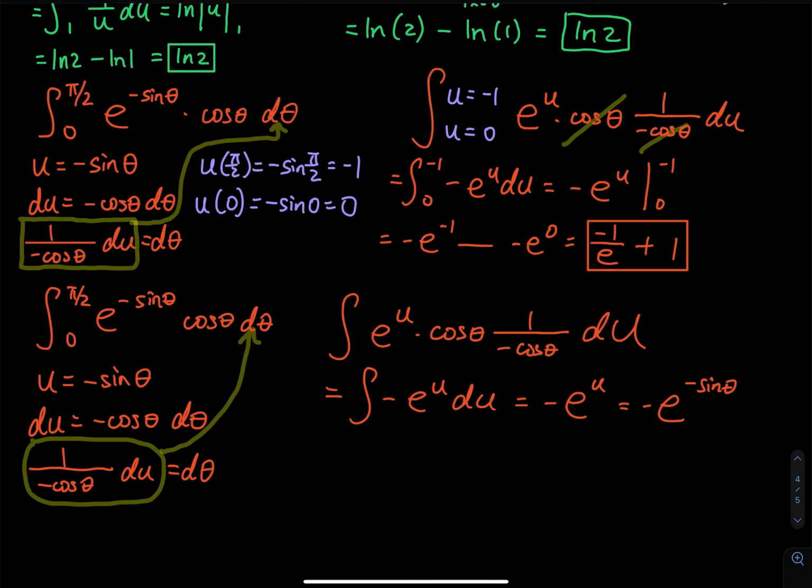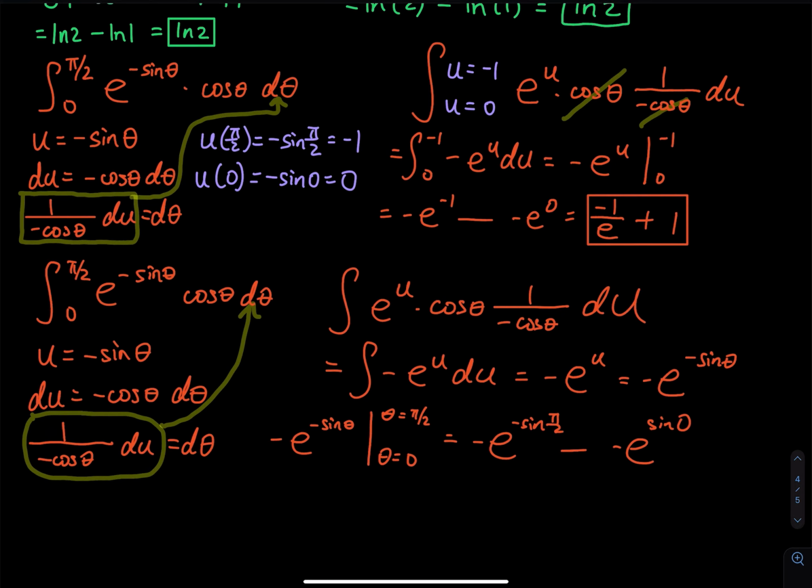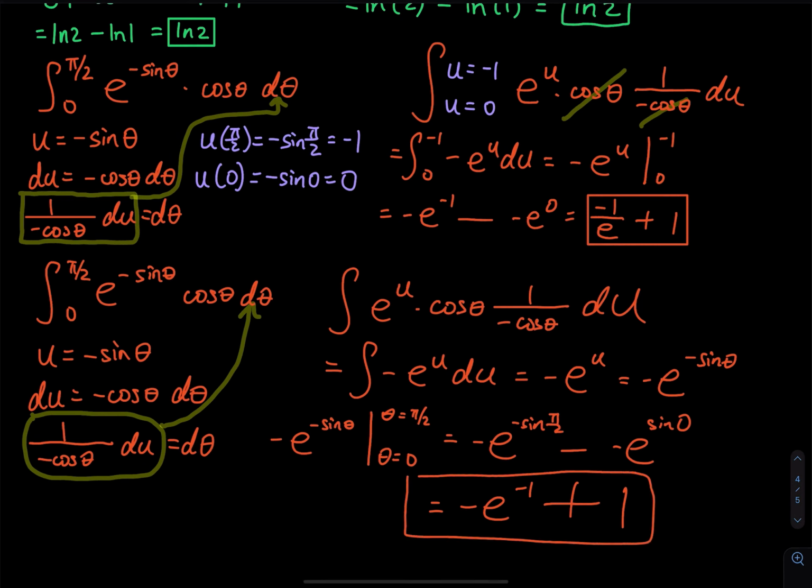Now we are trying to use the fundamental theorem of calculus. So we have negative e to the negative sine of theta, such that theta goes from 0 to pi over 2. And then you plug it in, so negative e to the negative sine of pi over 2 minus negative e to the sine of 0. So what do you have? You have negative e to the negative 1, and then plus, minus minus, right? Sine of pi over 2 is equal to 1, and sine of 0 is equal to 0, and then e to the 0 power is equal to 1. So at the end of the day, you get the same answer.